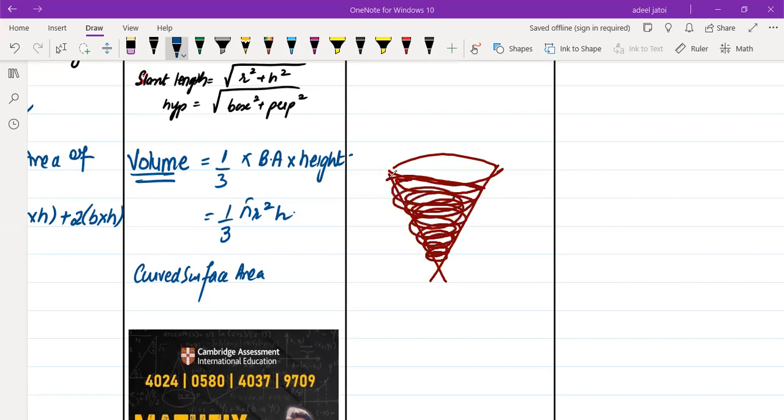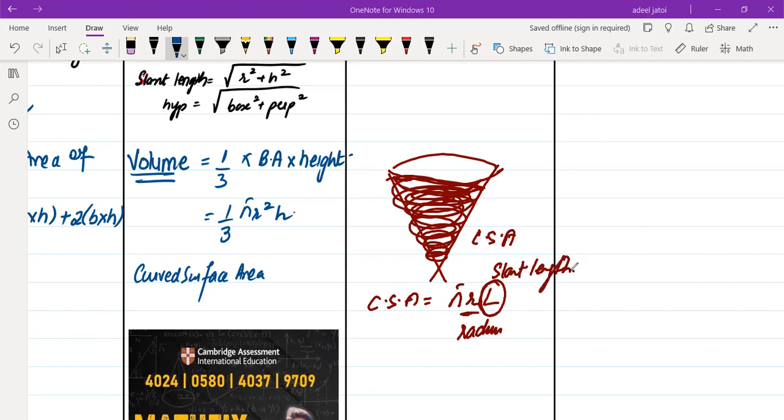Because the cone has a gap in between, but it has a cone shape that will obviously be your curved surface area. But that cone is basically made up of the slant length. So your curved surface area is pi r L. Your r is the radius, whereas this L is the slant length. Here the height will be the actual height.